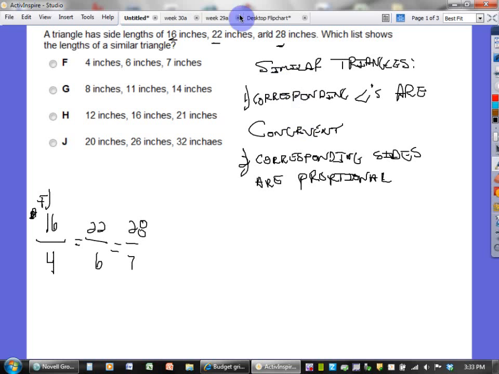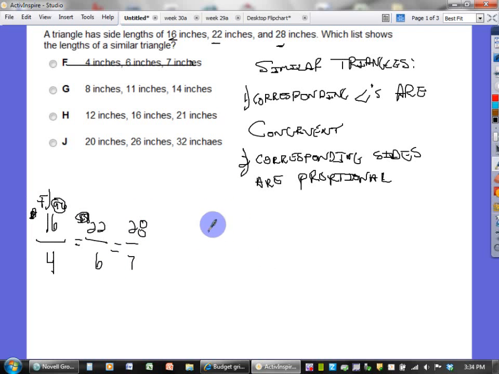So corresponding sides are proportional. We can prove that by using the cross products, or we could even simplify in this case as well. But let's just go ahead and use the cross products. 4 times 22 is 88, and we want to multiply 16 times 6 to see that this is 96. Since these two cross products right here are not equal, I know that choice F cannot be one of my answers. So I would just stop there and move to the next one.